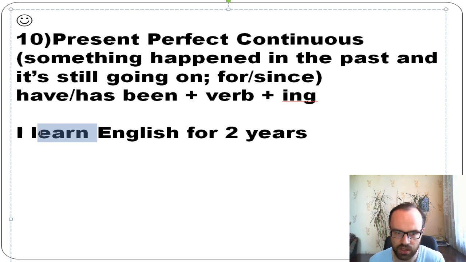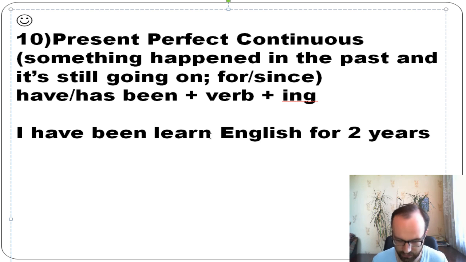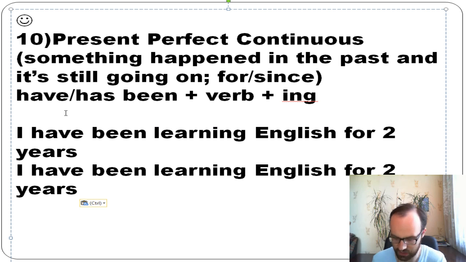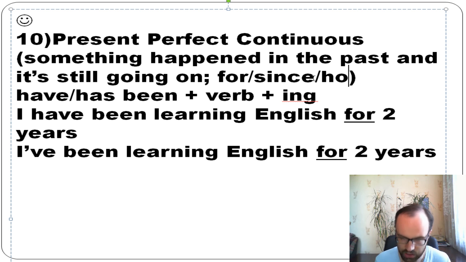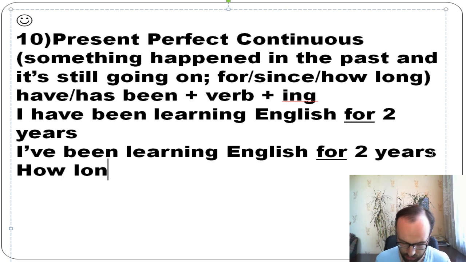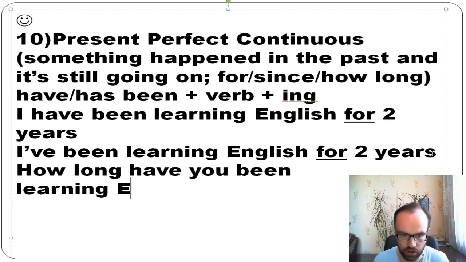So you need to say it: I have been learning English. I have been learning English for 2 years. But you know, if you want to sound like native speakers, you can use a short form: I've been learning English. I've been learning English for 2 years. So for tells us that we need to use this tense, and also how long. And I can ask you this question: how long have you been learning English?